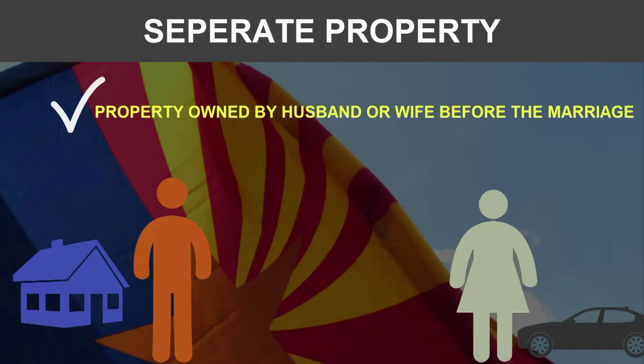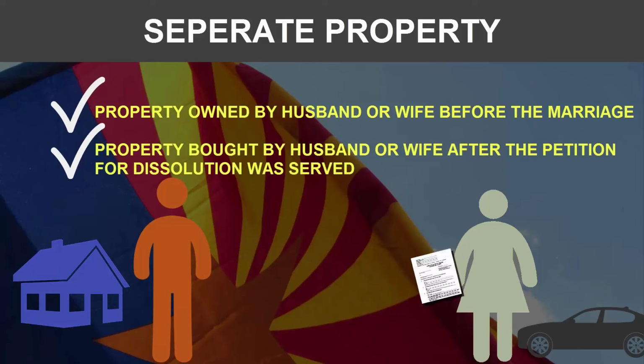Under Arizona law, separate property is the property that is owned by husband or wife before the marriage, bought by husband or wife with separate funds, such as funds from an inheritance or gift, or bought by husband or wife after the petition for dissolution was served. Under Arizona law, a husband gets to keep any property that is his separate property, and a wife gets to keep any property that is her separate property.